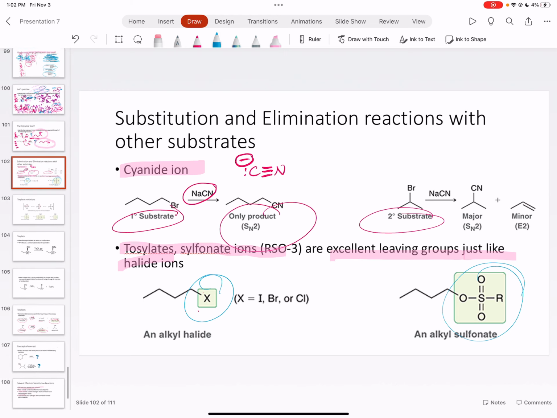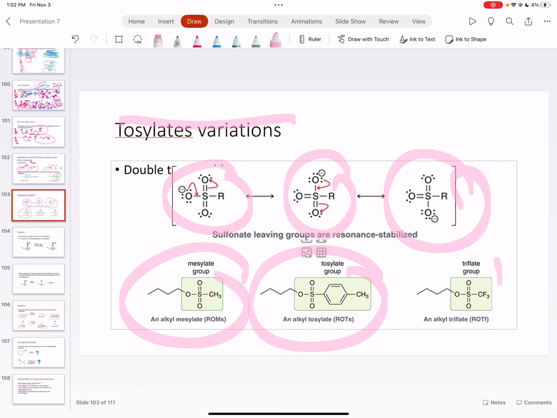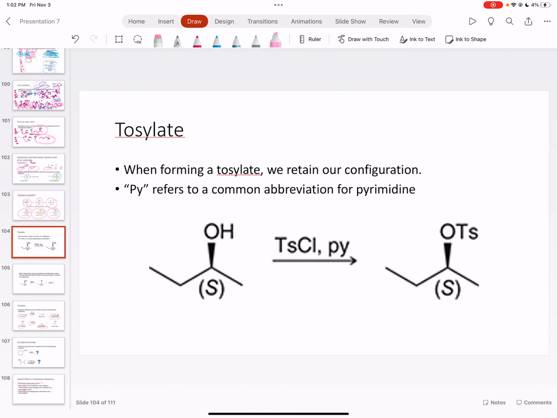So then we have tosylate variations. So then we have different variations. This is kind of like the resonance structures for a tosylate. And these are just different representations of a tosylate. So like we said, with a tosylate, we just treat it as if it was a halide.